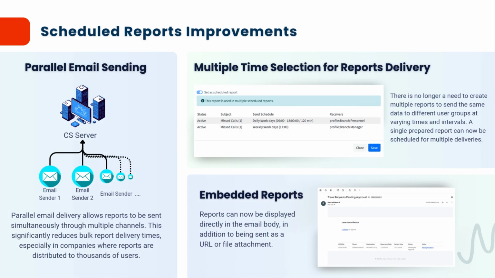In large-scale scenarios, sending emails to tens of thousands of users can take too long. This delay means that time-sensitive reports may lose their value. For example, imagine a report called Missed Calls in the Last Hour. If it takes several hours to deliver that report to 20,000 people, it no longer serves its purpose. With version 5.0 of our Communication Suite, high-volume email deliveries can now run in parallel across multiple channels.